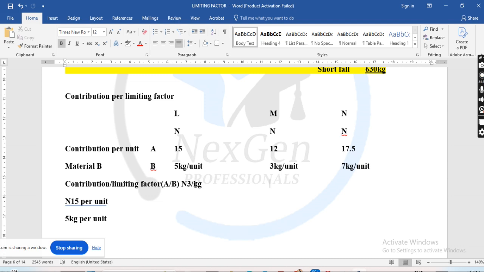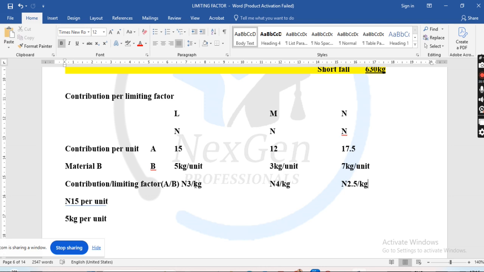Next is 4 naira per kg. You say? 4 naira per kg. Next, 2.5 packet, 5 naira per 2 kg, 2 naira 50 kobo per kg.